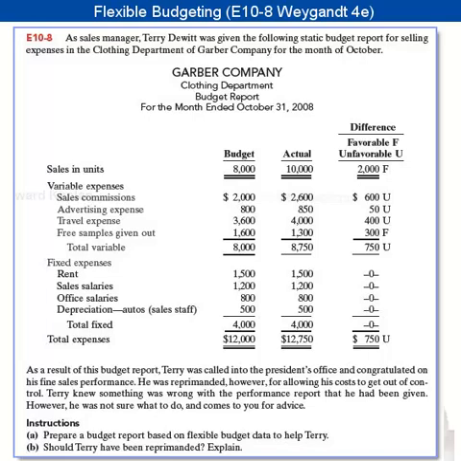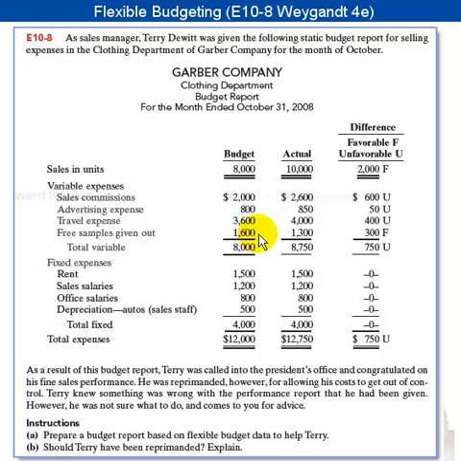All right, well, based on the budget, we can figure out what those variable costs should have been per unit. For instance, sales commission, 2,000 divided by 8,000 looks like 25 cents per unit. Advertising expense, 800 divided by 8,000 is 10 cents per unit. Travel expense, 3,600 divided by 8,000. That's a little hard to do in your head. It should come out to be about 45 cents, I think, per unit.